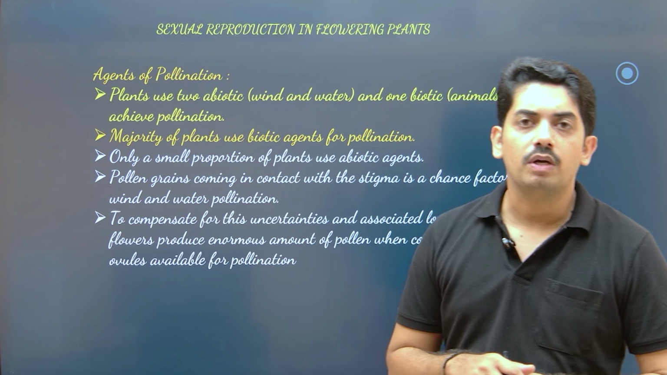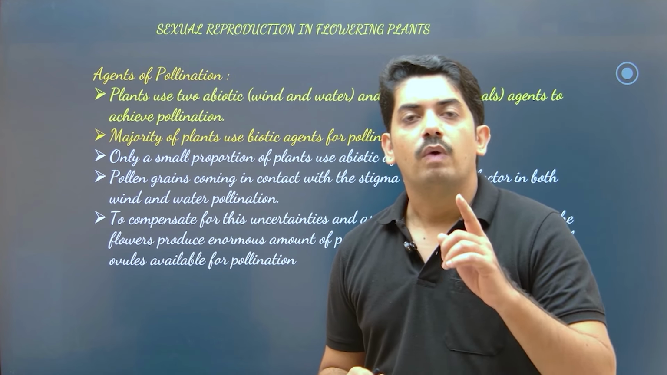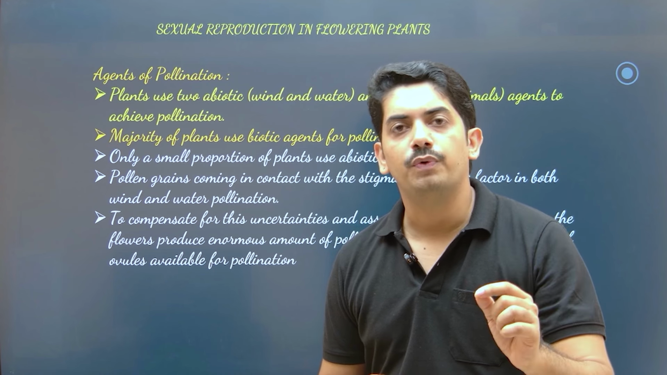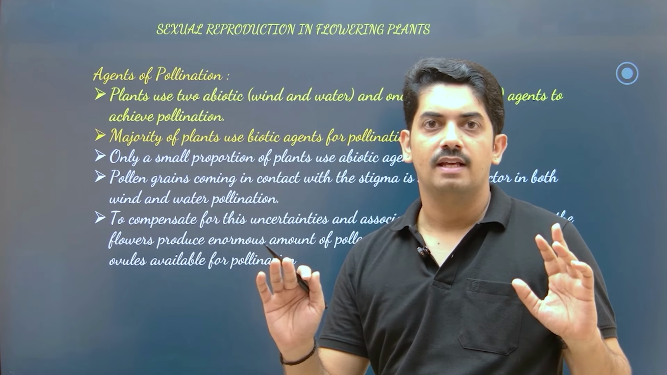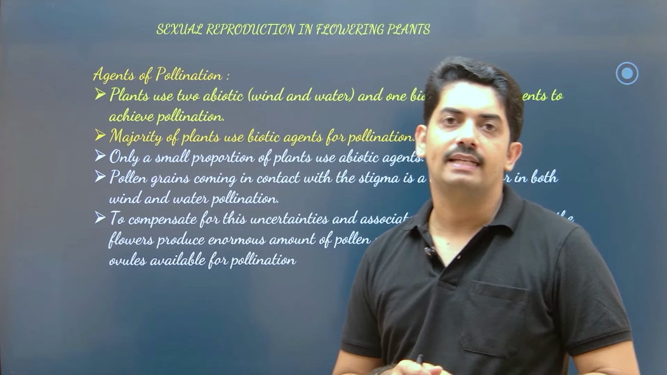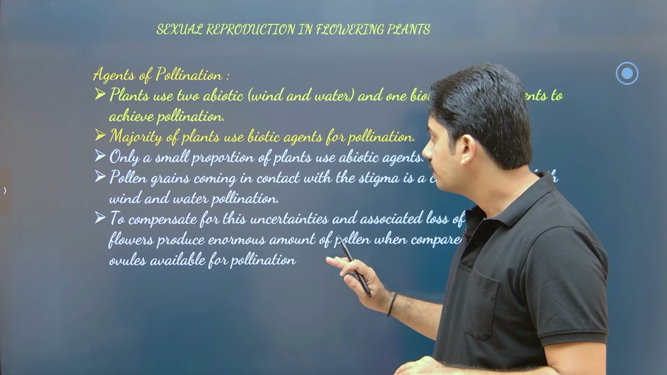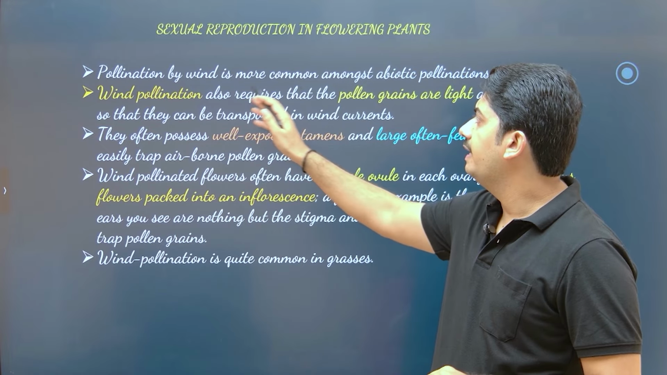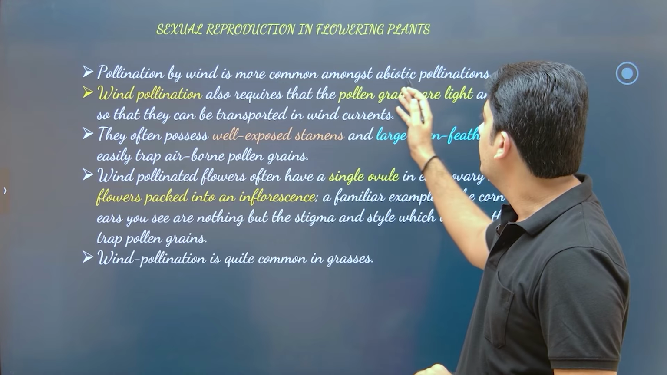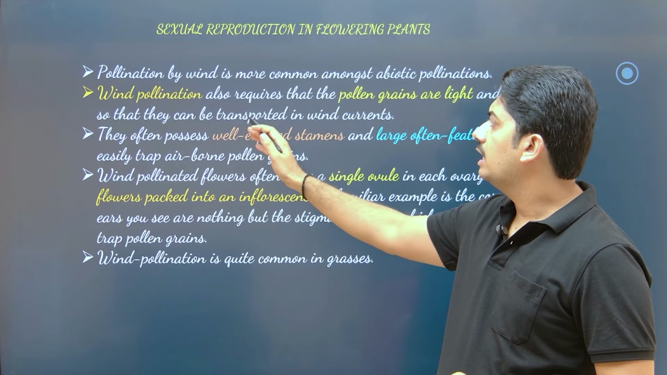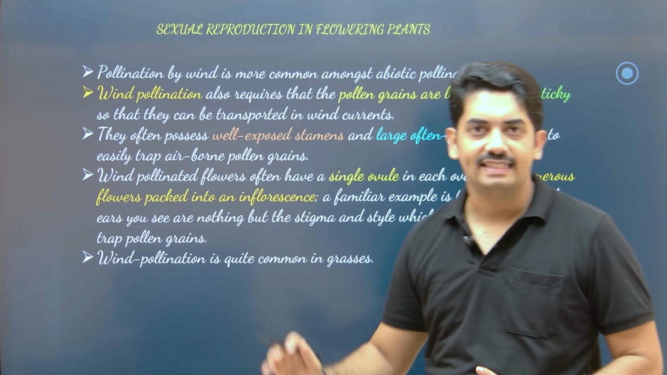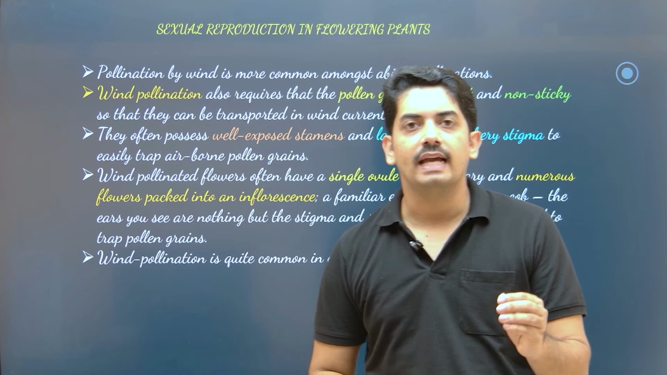Usually in abiotic pollinating flowers, one ovary will contain one ovule. Even though they have one ovule, they produce numerous pollen grains. The reason is there is a high chance that these pollen grains can get wasted. So pollination by wind is more common amongst abiotic pollinations. Wind pollination also requires that pollen grains are light. So these are the very important characters.